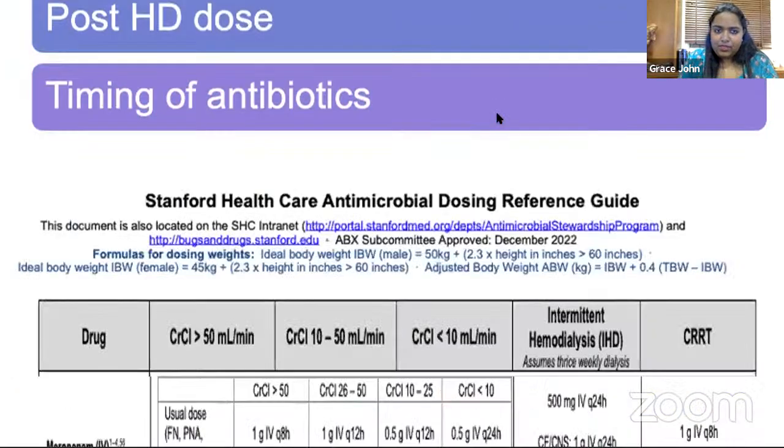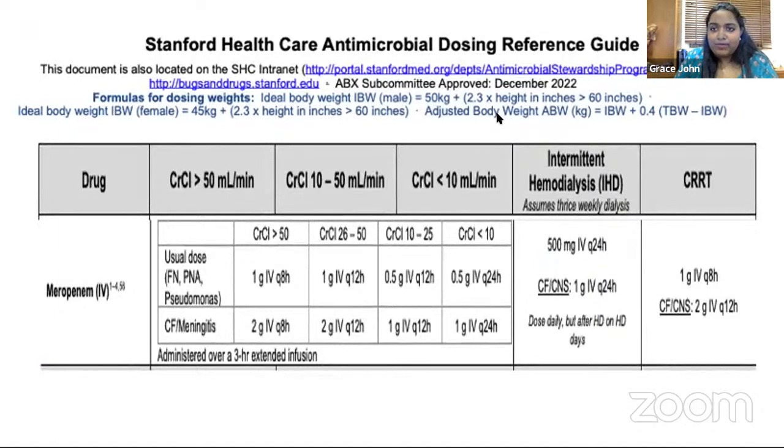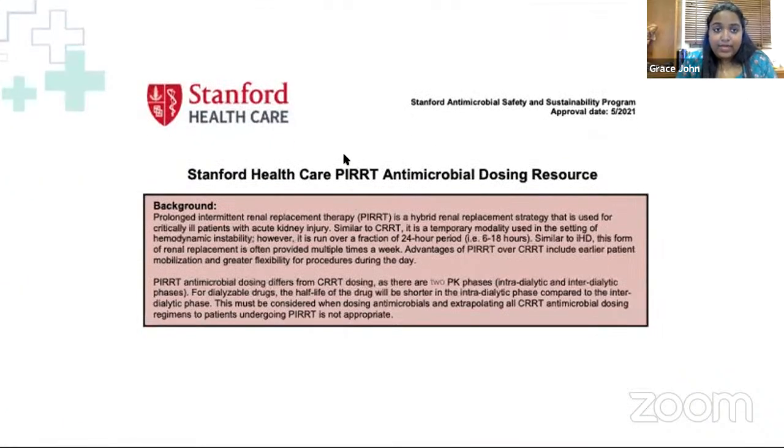One of the good references that I could find for the CRRT and even for the SLED is the Stanford Antimicrobial Dosing Guide. So here you can see that for meropenem, when it comes to CRRT, it's the usual dose. Whatever you give for a patient with normal creatinine clearance, you give the same dose when you're putting the patient on a CRRT. And you also have the Stanford dosing guide for SLED as well.